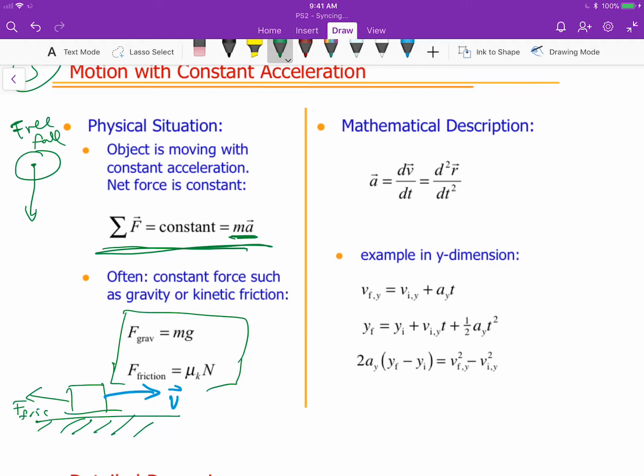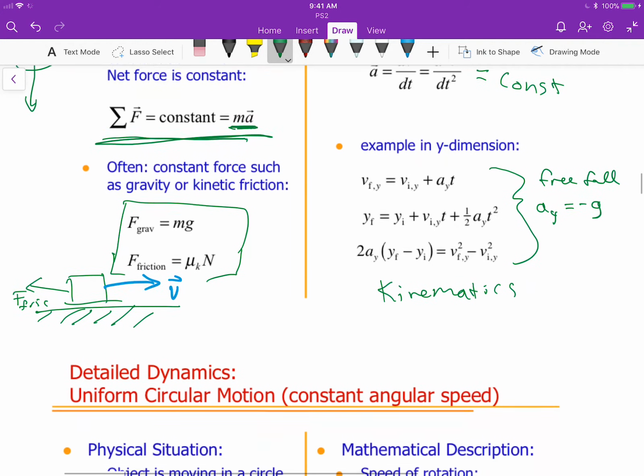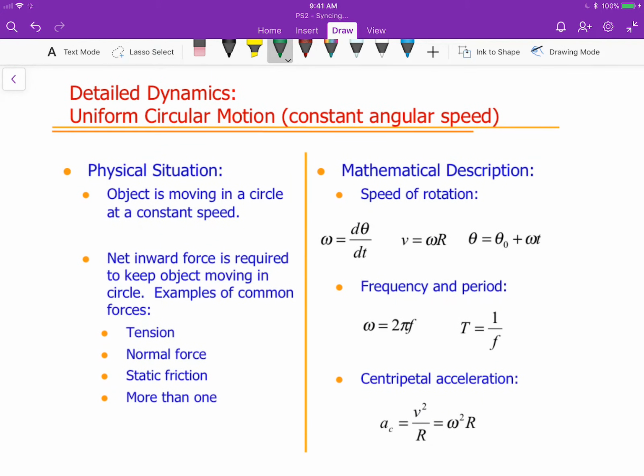And the mathematical description we have here is basically that the acceleration is equal to a constant, and these are kinematic equations, right? Kinematics. And if we're thinking about, say, free fall, then we'd have our acceleration in the y direction is equal to minus g, right? Minus 9.81 meters per second squared. And that's constant acceleration. Okay, and then let's get to the fourth one, which is our uniform circular motion.